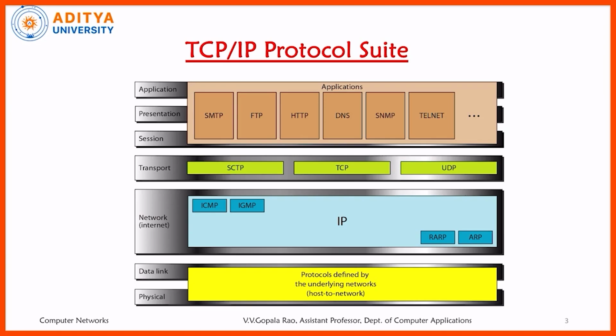I hope you are clear about the protocol suite, which includes SMTP, FTP, HTTP, DNS, SNMP and Telnet in the application layer; SCTP, TCP and UDP in the transport layer; followed by the network layer, where you will find ICMP, IGMP, RARP and ARP. These are the various protocols we find here. Now I want to briefly explain the role of each protocol.